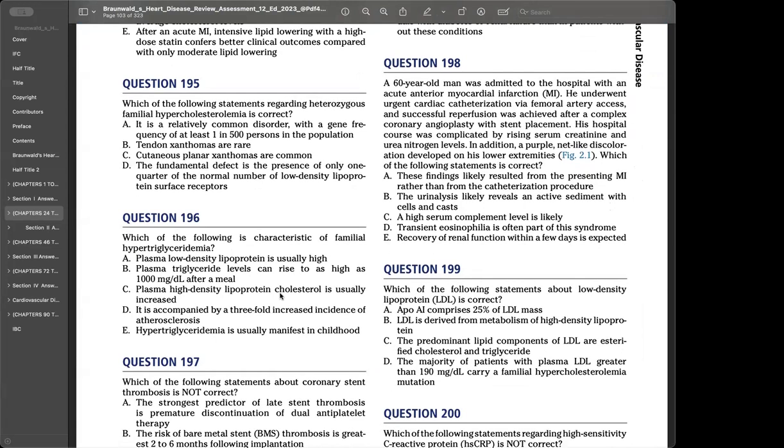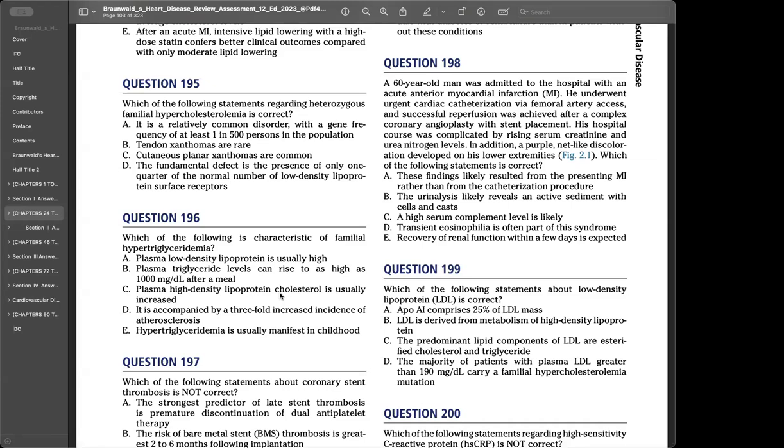Question 195. Which of the following statements regarding heterozygous familial hypercholesterolemia is correct? A, it is a relatively common disorder with a gene frequency of at least 1 in 500 persons in the population. This is a true statement.